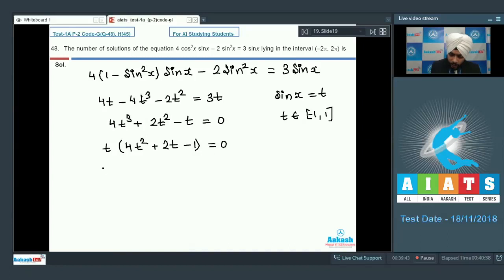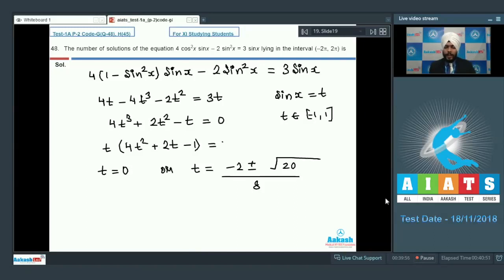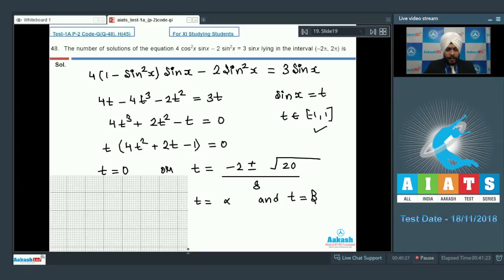Either t is equal to 0 or t is equal to minus 2 plus minus under root of 4 plus 16, that is 20, divided by 8. Minus 2 minus root 20 divided by 8 and minus 2 plus root 20 divided by 8, both these values are lying in minus 1 to 1. Okay, so let us say t equal to alpha and t equal to beta. Both these values lie in this particular interval. Okay, we can easily calculate the approximate values. Now we need the number of solutions in minus 2 pi to 2 pi.